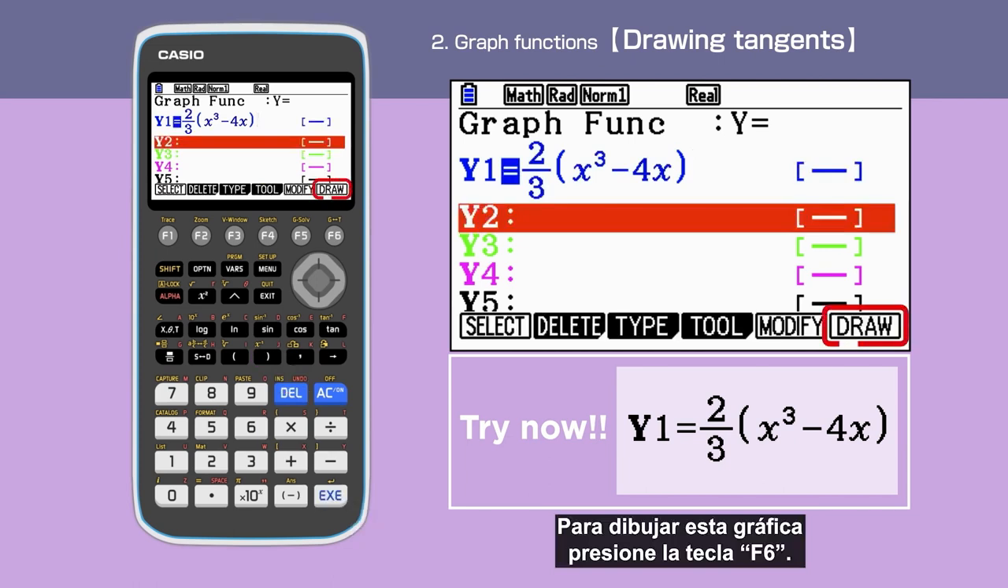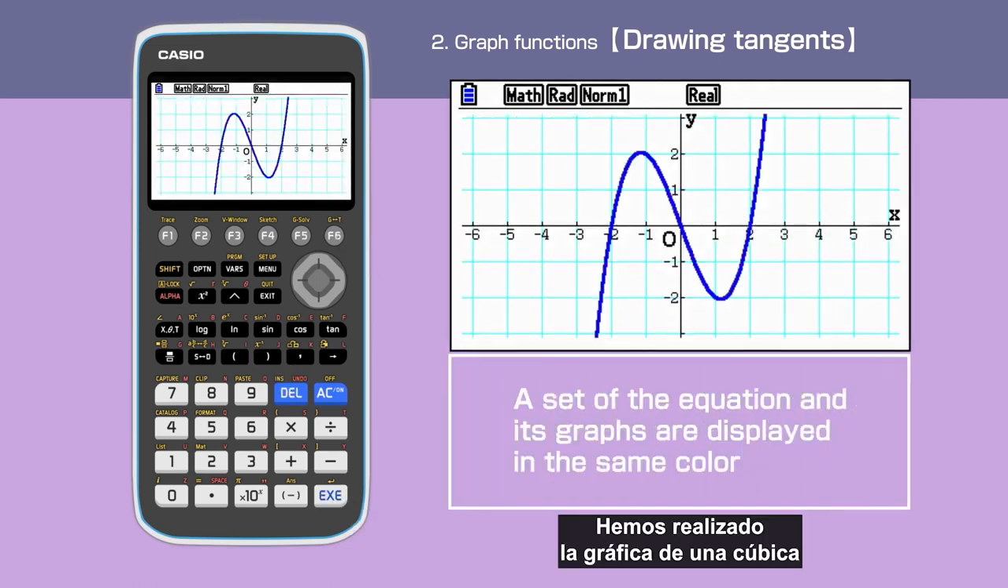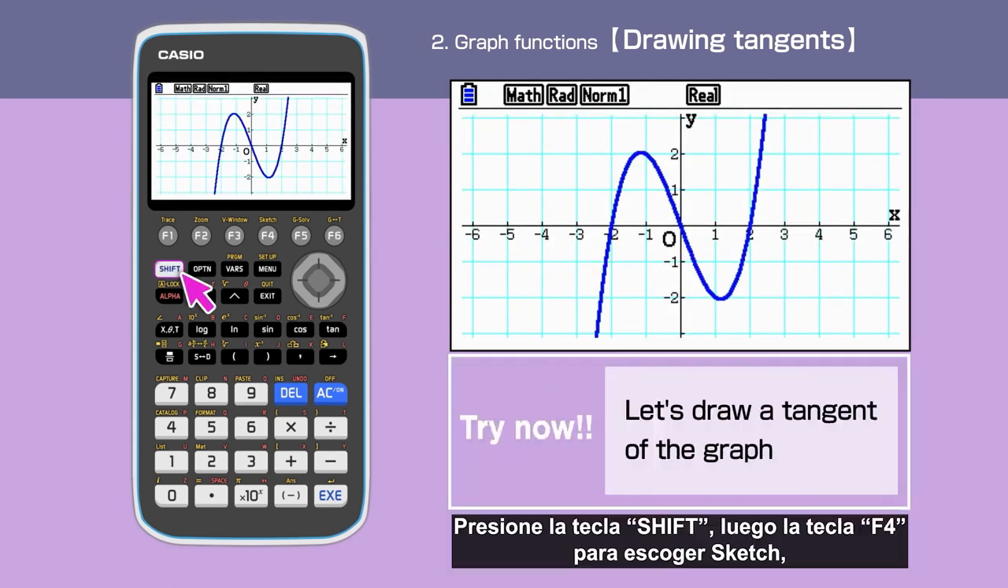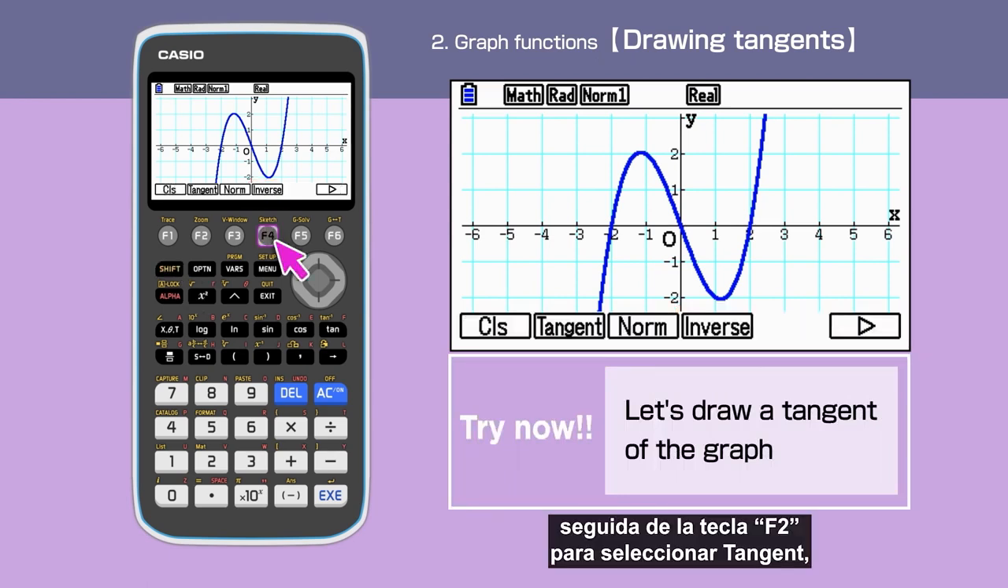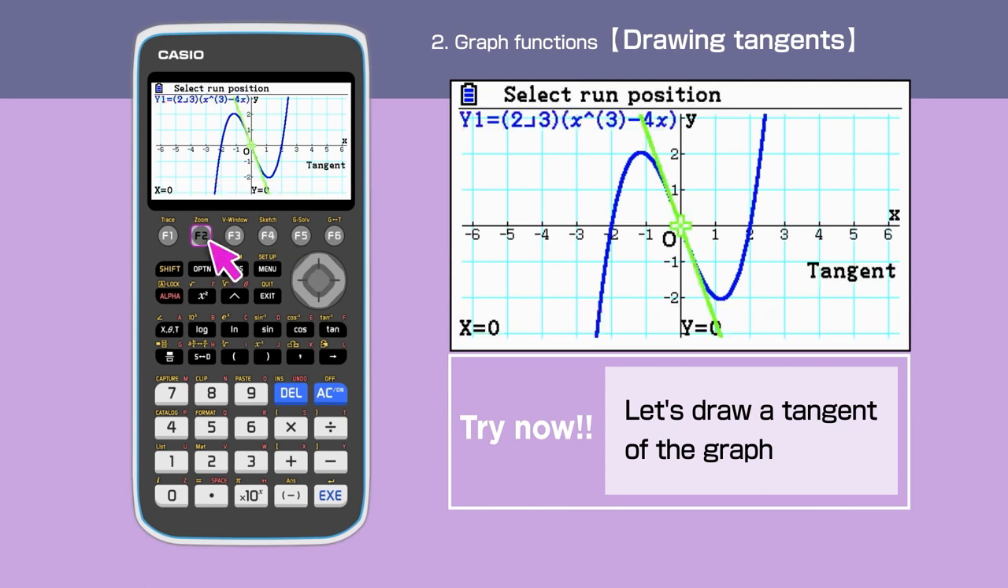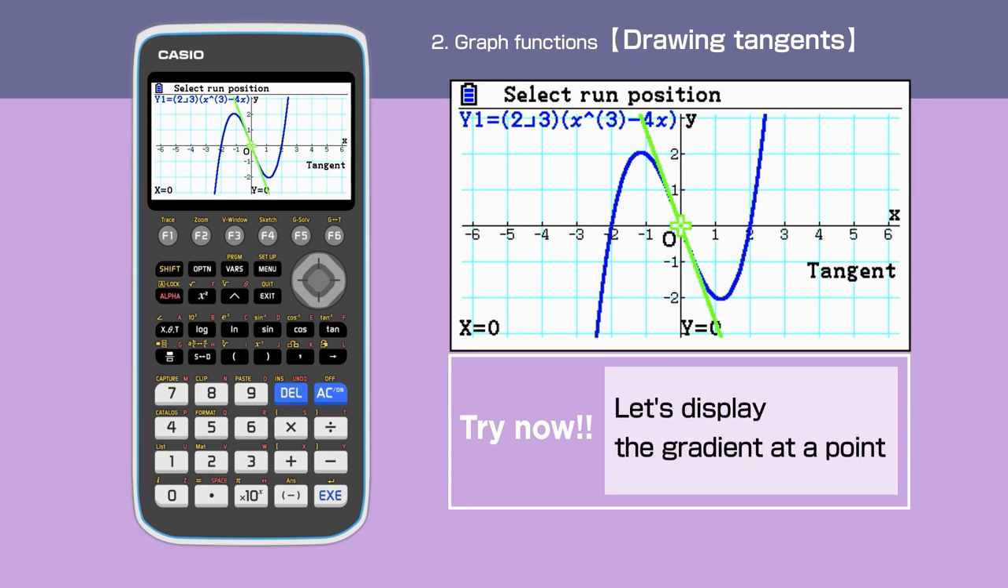To draw this graph, press F6. We have drawn a cubic graph, and now we will draw a tangent. Press Shift, then F4, Sketch, followed by F2 to select Tangent. The tangent is drawn. The calculator can also work out the gradient at the point.